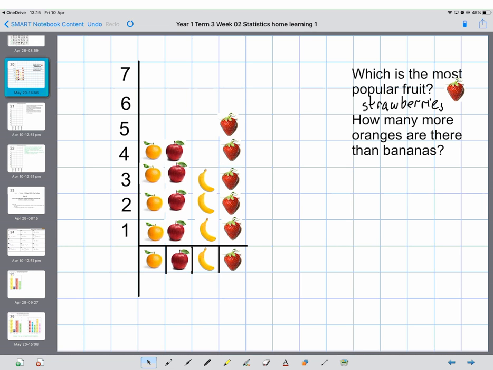Right, now I can answer that question. And this time, we're looking at the difference. So there's 4 oranges and there's 3 bananas. Now we could just draw a line across. And then we'd see that the difference is 1, or we could do 4 minus 3. It's up to you how we did it at the start of the week, but the answer is definitely 1.